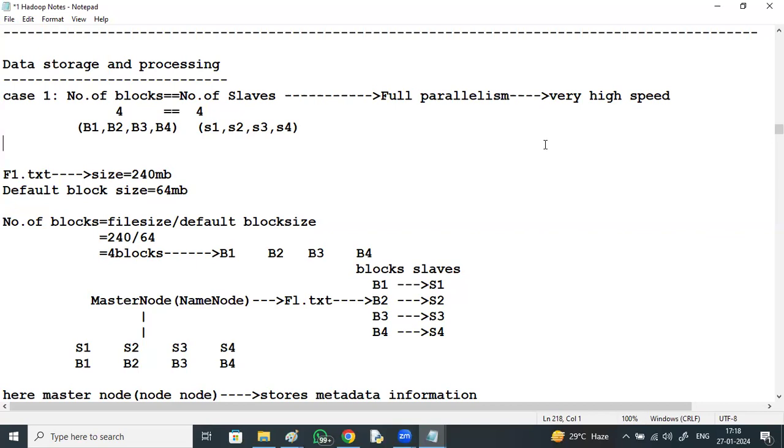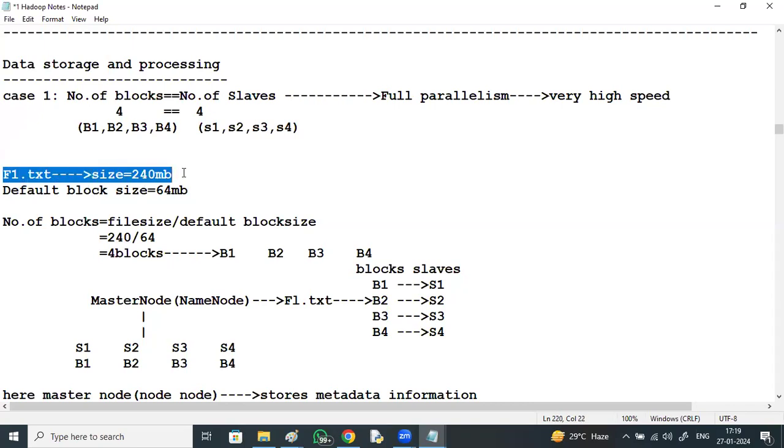I'm going to discuss 3 cases here. Case 1: number of blocks equal to number of slaves. If the number of blocks equals the number of slaves, say 4 blocks and 4 slaves, there is full parallelism and very high speed. Case 1: 4 blocks, B1, B2, B3, B4, and 4 slaves, S1 to S4.